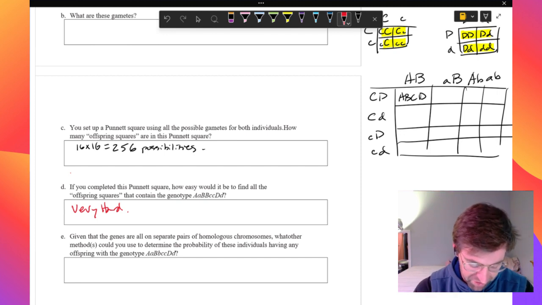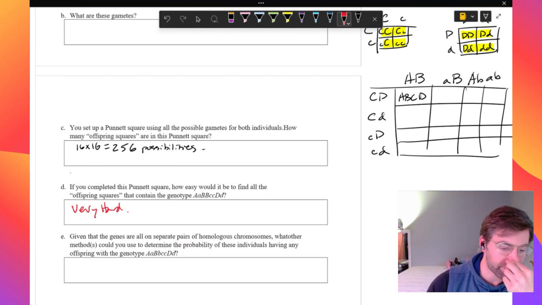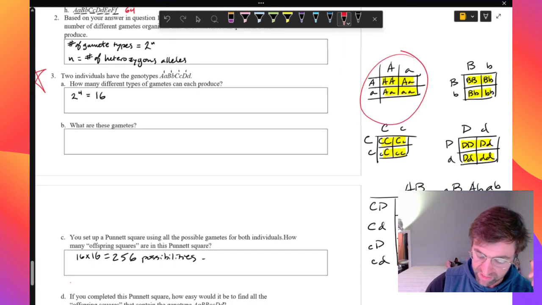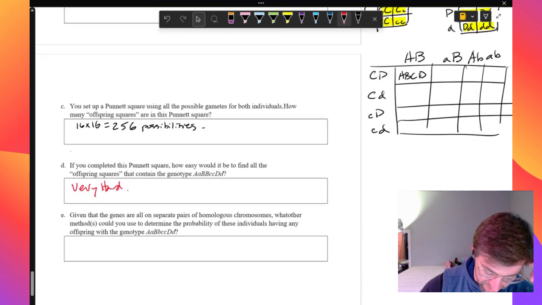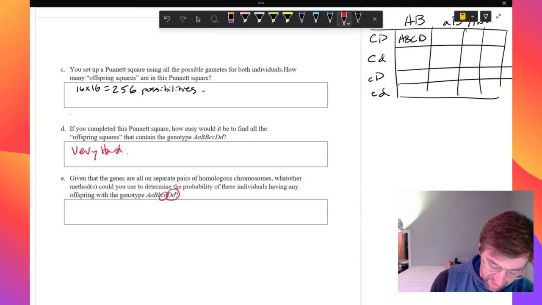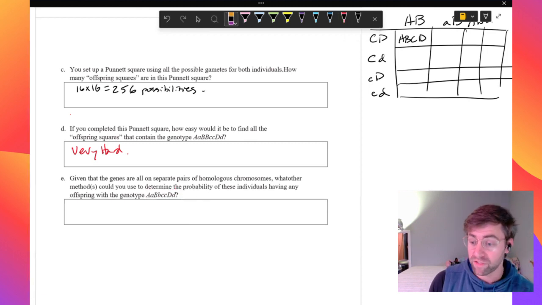Question E, given that the genes are all on separate pairs of homologous chromosomes, what other methods could you use to determine the probability of these individuals having any offspring with this specific genotype? You could handle each gene pair as a separate cross. So you just do these single crosses like we did up above, and calculate the probability that you get your big A, big B, little c, and big D, little d, and then multiply those across, right?